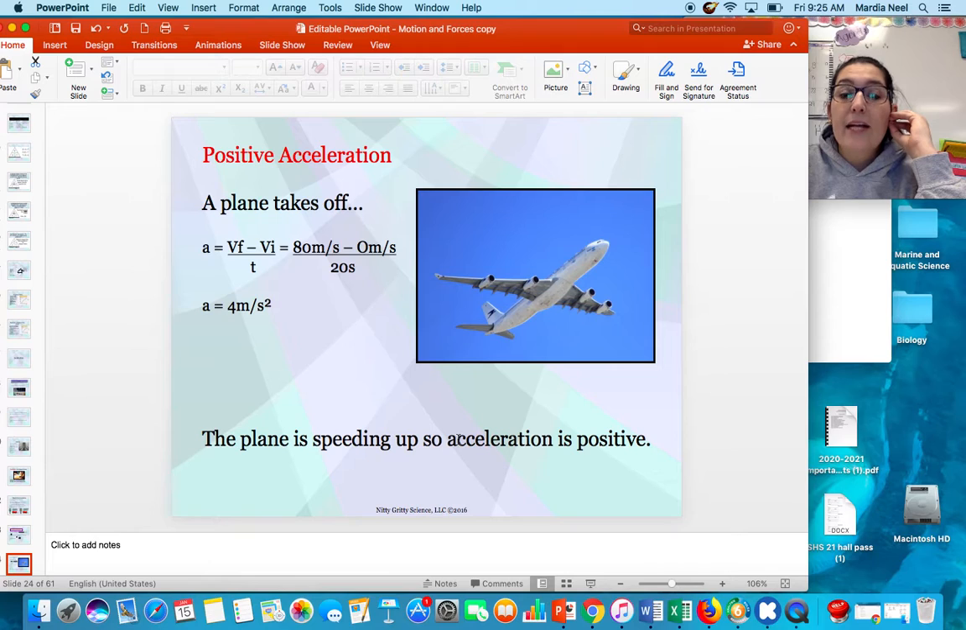All right, so let's take a look at some example problems. These are already worked for you. So let's look at what positive acceleration is. So we have a picture of an airplane here. We live by the airport. We see a lot of FedEx planes and a lot of commercial planes coming and going. So let's use a plane.